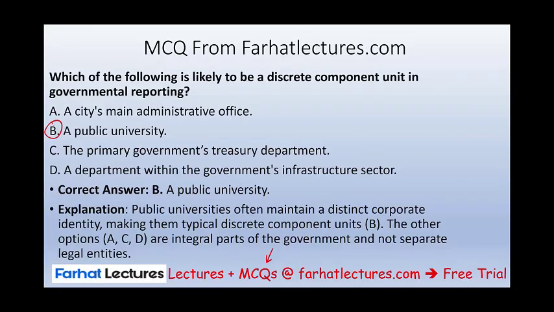Remember, we have to know the rules. When is a component unit reported discretely, separately? When is a component unit blended, reported with the governmental activities? And remember the big picture. The component unit is part of the annual comprehensive financial report, which you need to be familiar with, all its components. I believe we covered all of it.